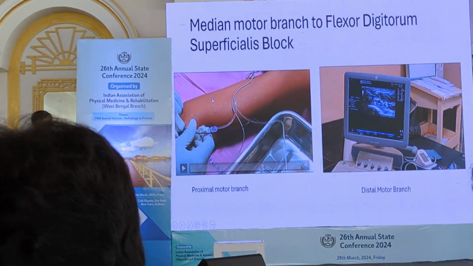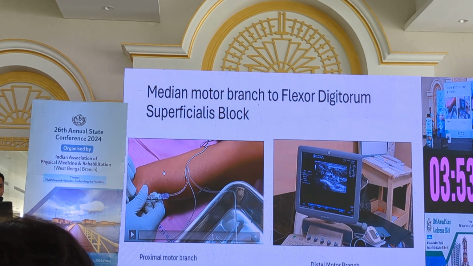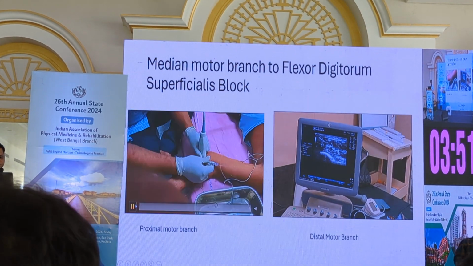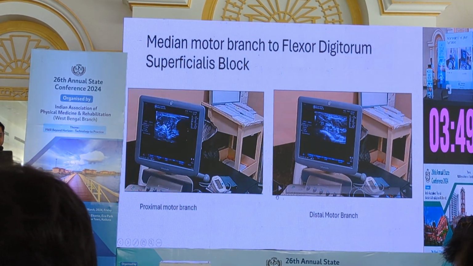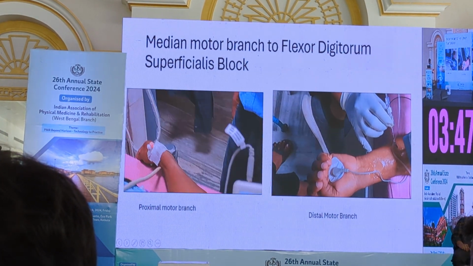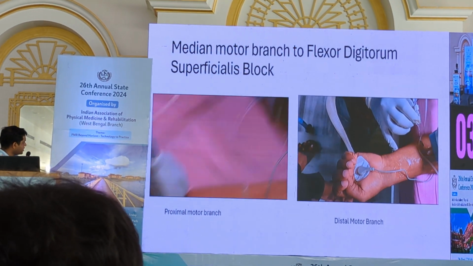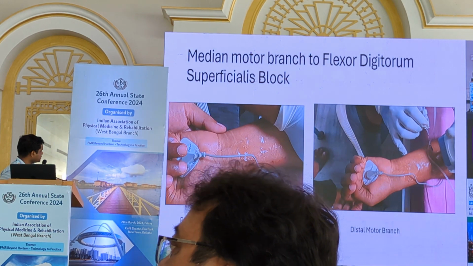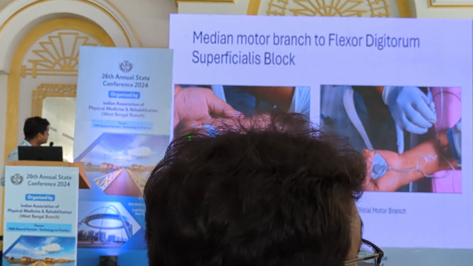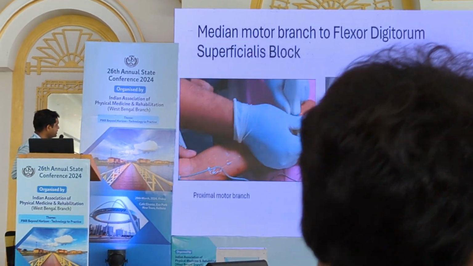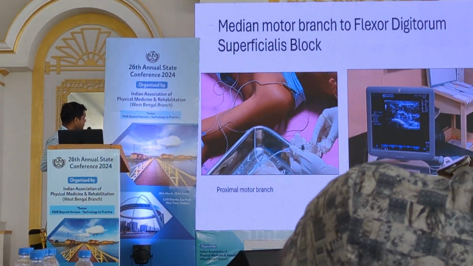Then we go for the median motor branch block to flexor digitorum superficialis. The flexor digitorum superficialis is in a strange way supplied by both the distal branch and the proximal branch. We have to block both the muscle branches to get good results. See, the joint is moving, the PIP is moving so nicely here. So we have gone into the motor branches.